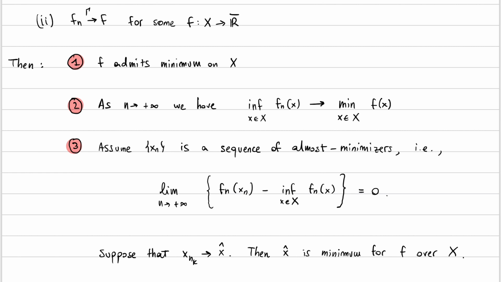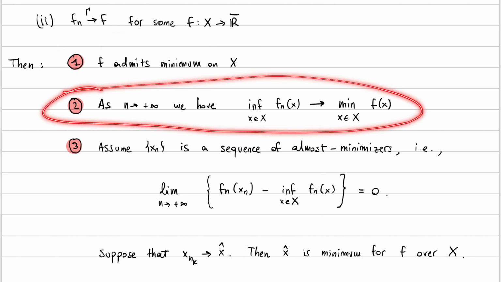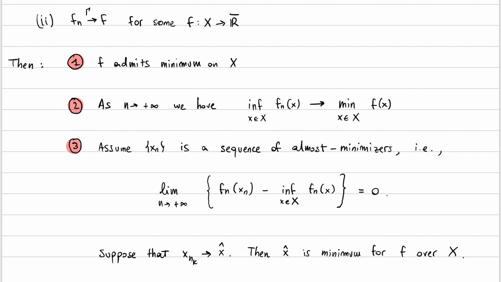Okay, one second to summarize. This one is telling you that the gamma limit always admits a minimum. The second one is telling you that gamma convergence is stable with respect to infimum problems, which is precisely the point why gamma convergence was introduced, actually. Telling you that the infimum problems converge to the limit problem. And number three, it also tells you that if you take a sequence of almost minimizers, such that they are pre-compact, then the limit points are minimums of the gamma limit F.